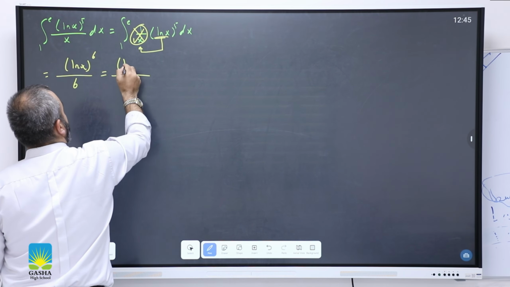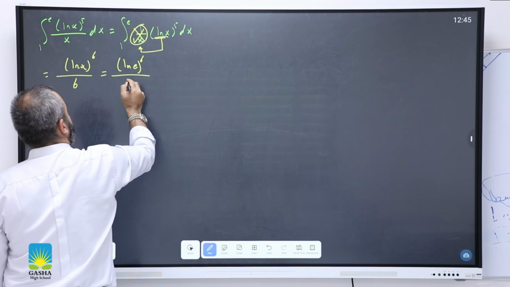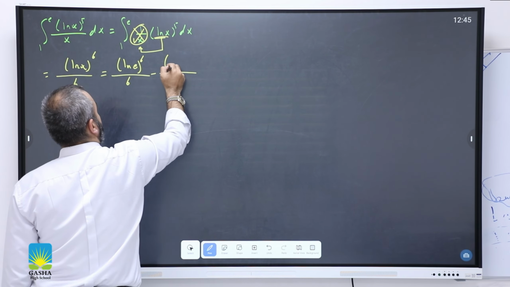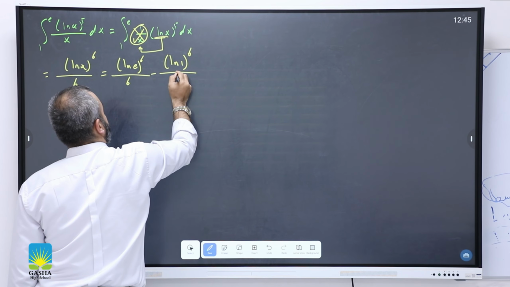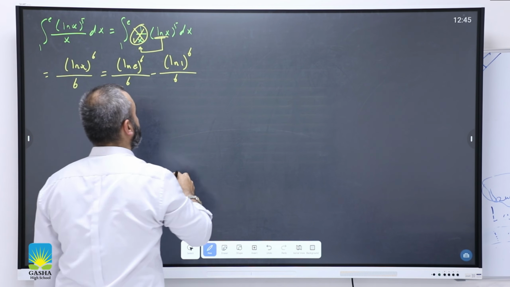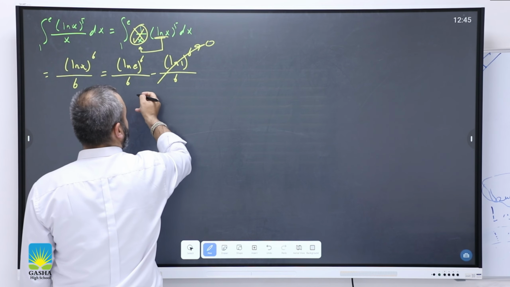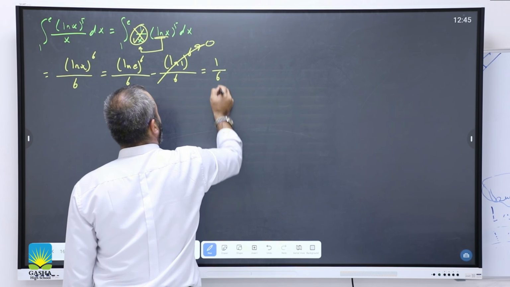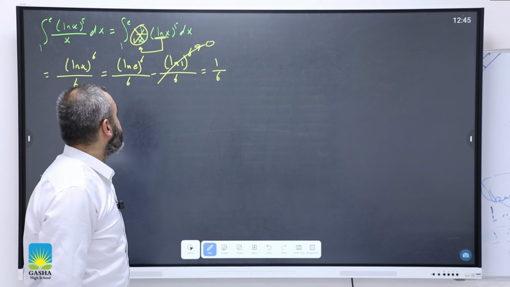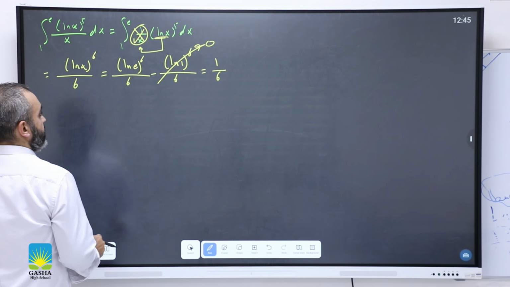So (ln e)^6 over 6 minus (ln 1)^6 over 6. ln 1 becomes 0, so all of that is 0, and ln e equals 1. So it equals 1 over 6, right?